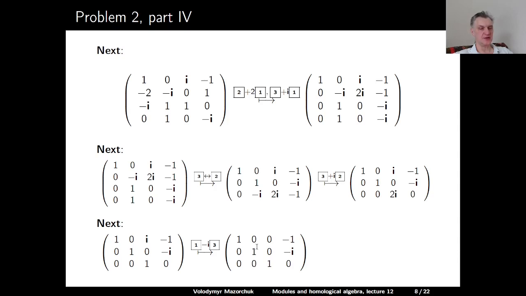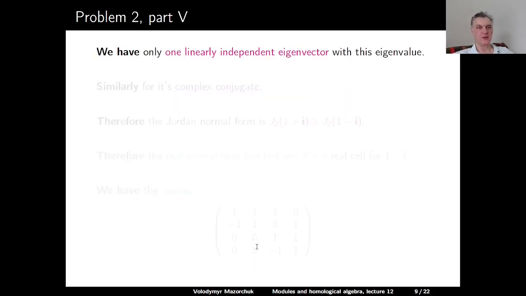So it has rank 3, so there is one linearly independent solution, which means that the geometric multiplicity of 1 plus i is 1. So we have one linearly independent eigenvector with eigenvalue 1 plus i.